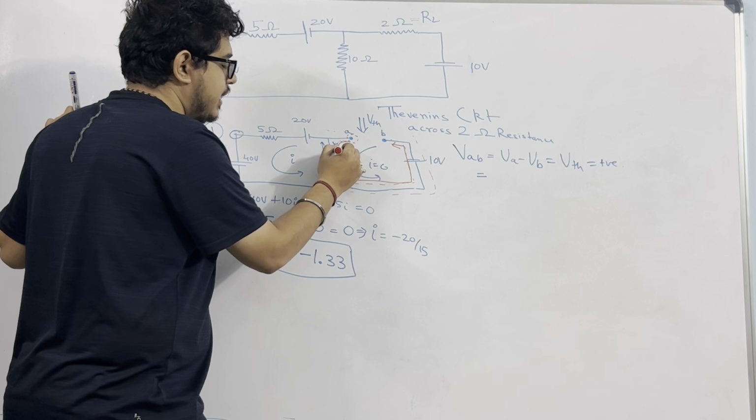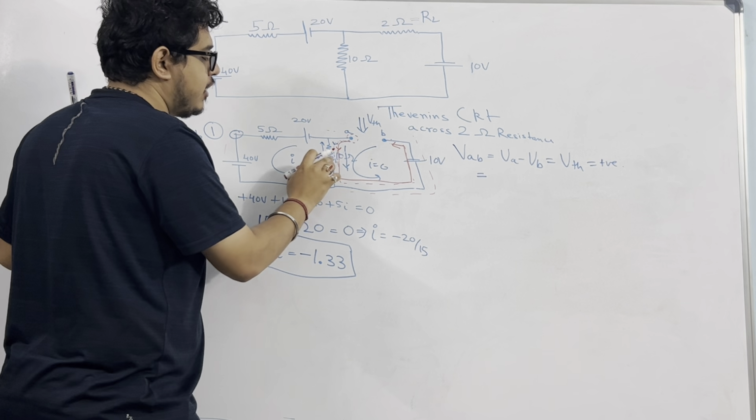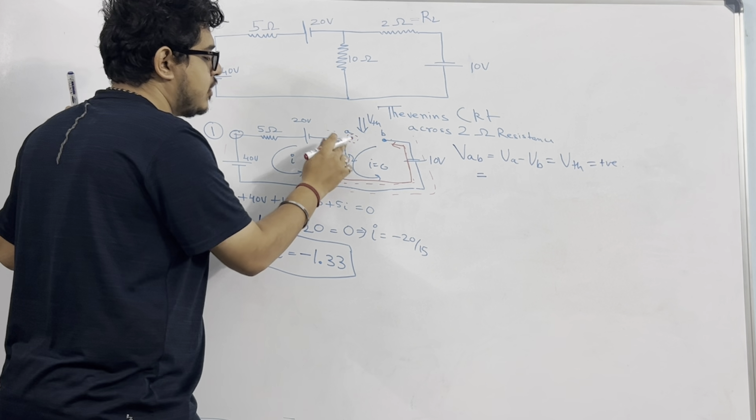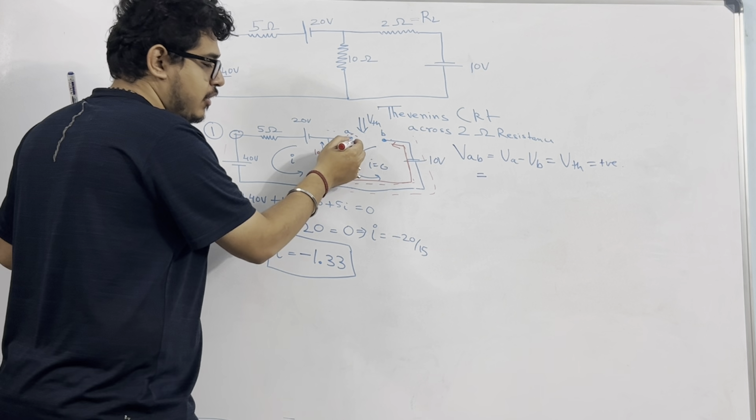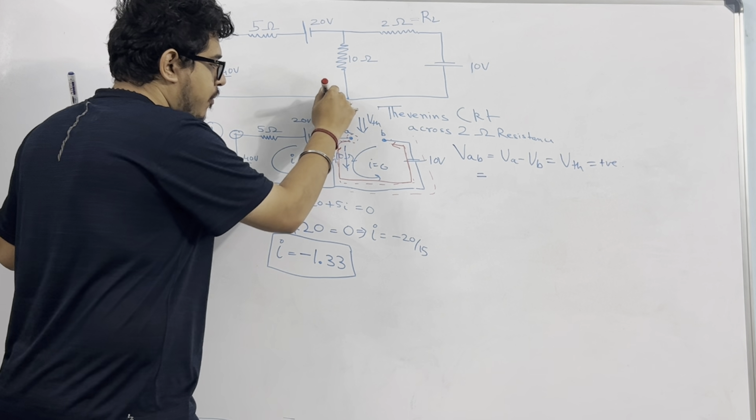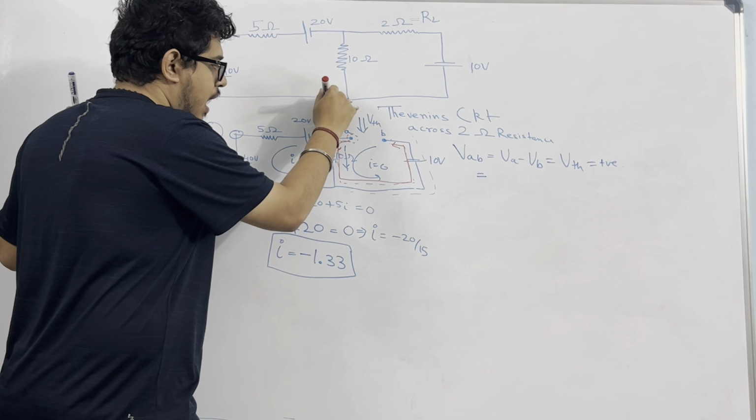When I come like this, what is the potential drop across this 10 ohm resistance? This is the 10 ohm resistance. What is the potential drop? IR. So what current? I am coming like this. I want to go from A to B, coming from up to down. So what current is flowing up to down?